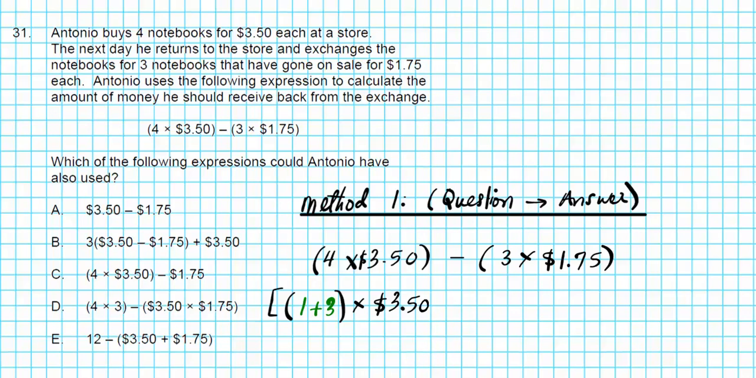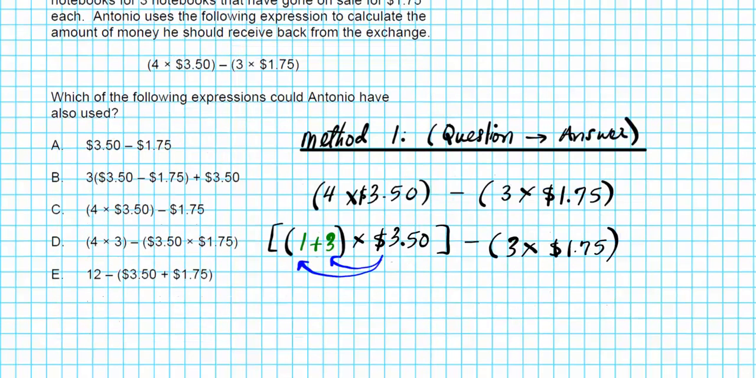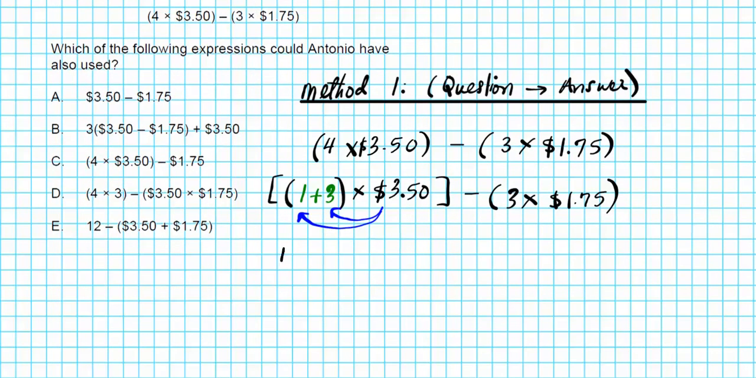$3.50, okay, minus 3 times $1.75. Now I can distribute $3.50 to these two numbers right here, to 3 and then to 1, okay, and then we have 1 multiplied by $3.50 plus 3 multiplied by $3.50, okay, and then that minus 3 times $1.75. Bam, bam. Let's look at our currency symbol here.